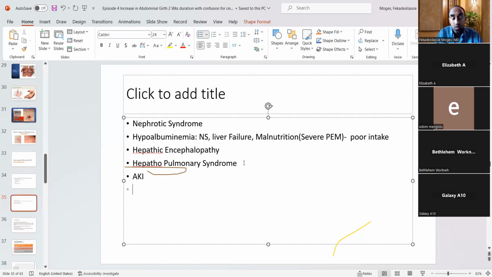A patient can have multiple diagnoses. He has hepatic encephalopathy. It looks like he has hepatopulmonary syndrome. It looks like he has AKI.